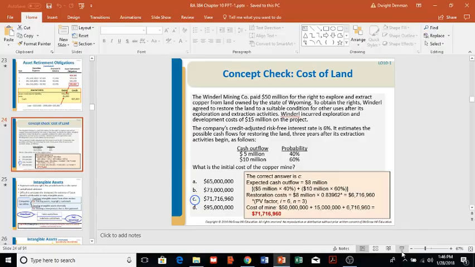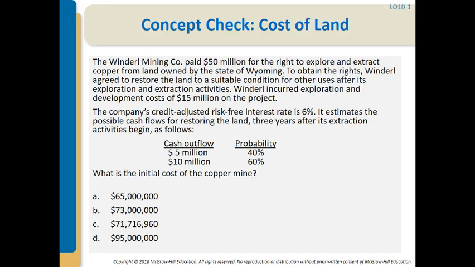Alright, so here we have an example of that accretion stuff. This mining company pays $50 million for the right to explore and extract copper from the land owned by the state of Wyoming. To obtain the rights, they have agreed to restore the land to a suitable condition for other uses after its exploration and extraction activities. They incurred exploration and development costs on top of the costs for the rights of an additional $15 million on the project.